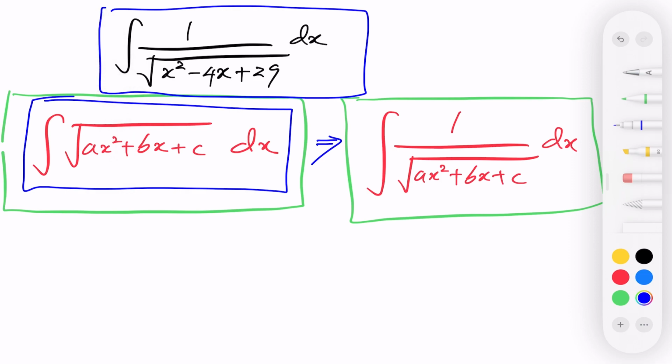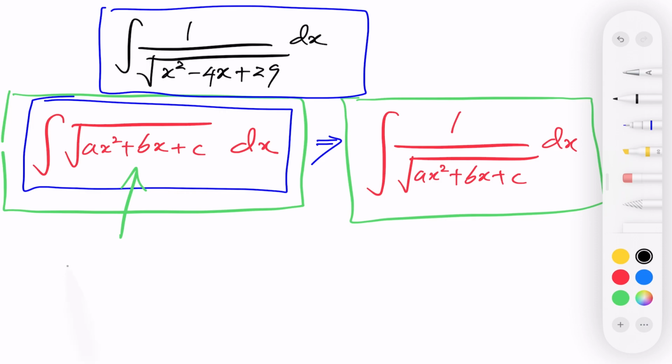The prerequisite expected is that you know how to evaluate the integral square root ax squared plus bx plus c dx. In case you do not have the prerequisite, please make sure to go back and watch the video posted in the description down below. Alright, for those who already have the prerequisite, let me start solving the given example.